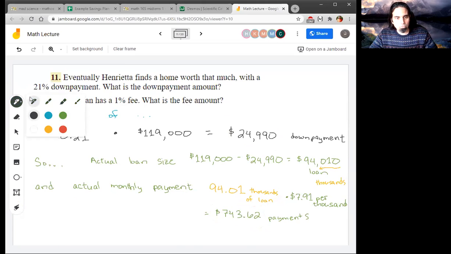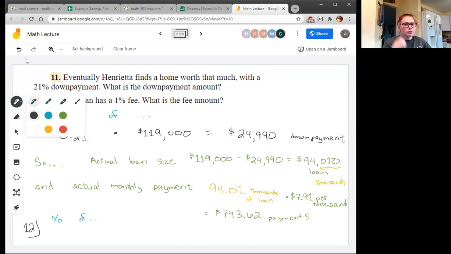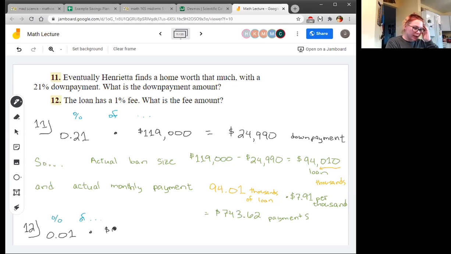Okay, now number 12. This is also a percent of. I have a quick question. Sure. When I was doing the first one of my midterm practice for homework, that's where it kind of got confused. So on 11, even though it doesn't say all of that, we should be doing the monthly payment and what the actual loan size is all in number 11 before we go on to the percentage fee.